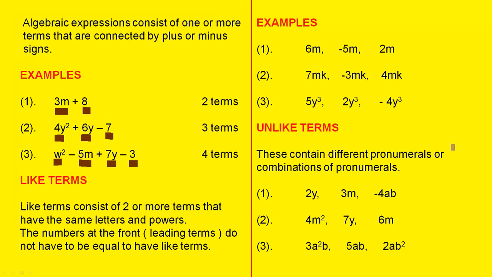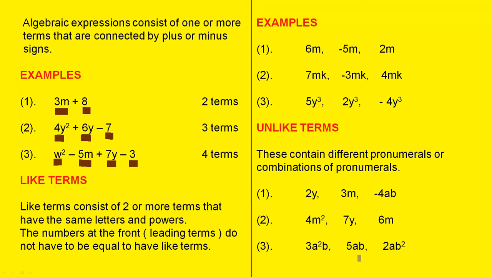What do we mean by unlike terms? These contain different pronumerals or combinations of pronumerals. Here we have three terms. We have a y, an m and an ab. They are all unlike terms because the letters are different. Here we have an m squared, a y and an m. Even though we have an m in each of these terms, we have m squared here. See, the powers are different? They're all unlike terms.